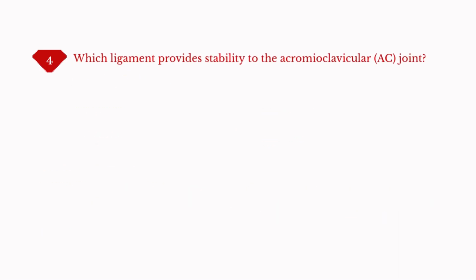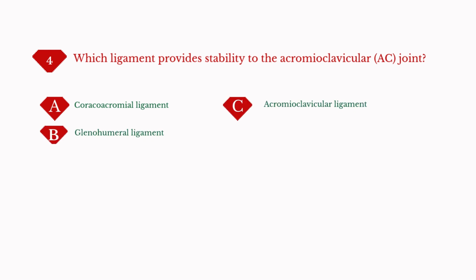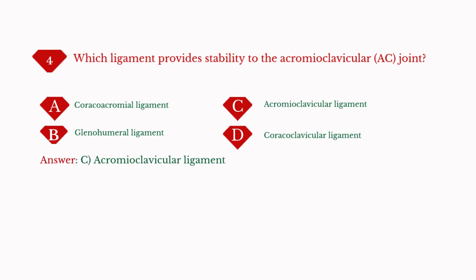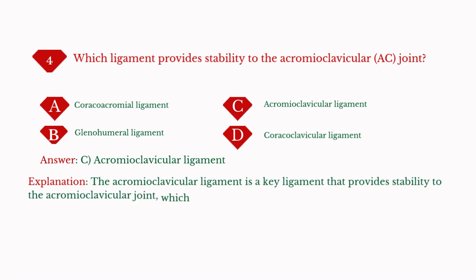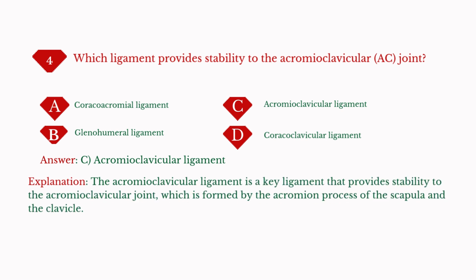Which ligament provides stability to the acromioclavicular (AC) joint? A. Coracoacromial ligament. B. Glenohumeral ligament. C. Acromioclavicular ligament. D. Coracoclavicular ligament. Answer: C. Acromioclavicular ligament. Explanation: the acromioclavicular ligament is a key ligament that provides stability to the acromioclavicular joint, which is formed by the acromion process of the scapula and the clavicle.